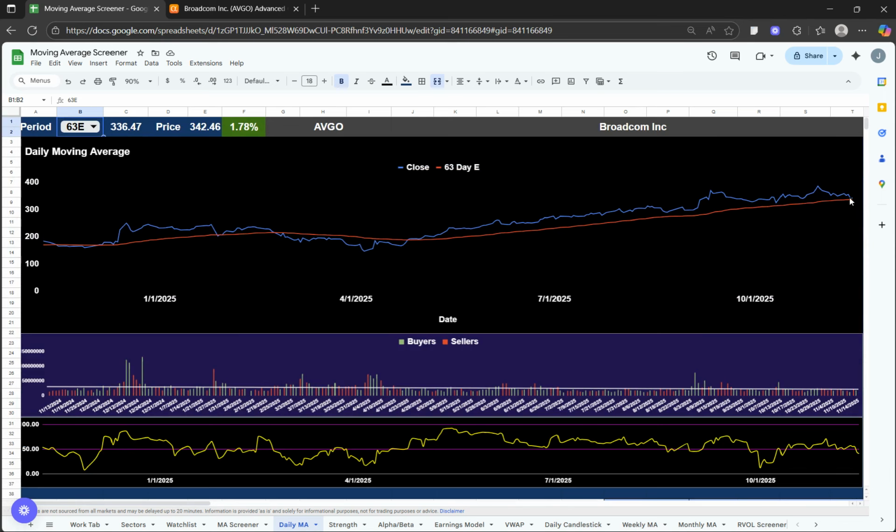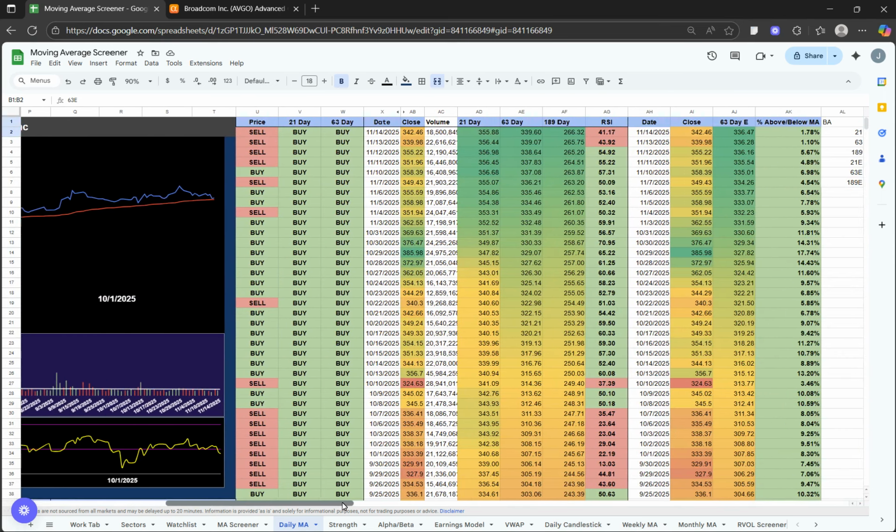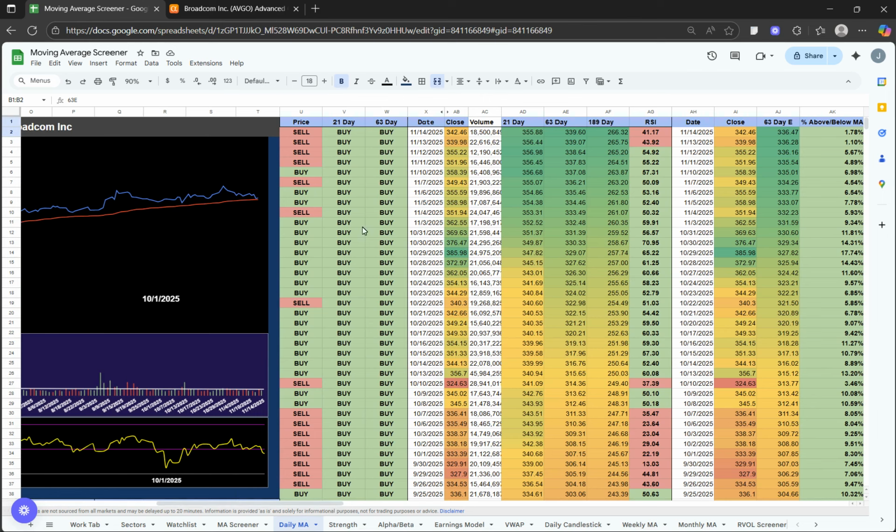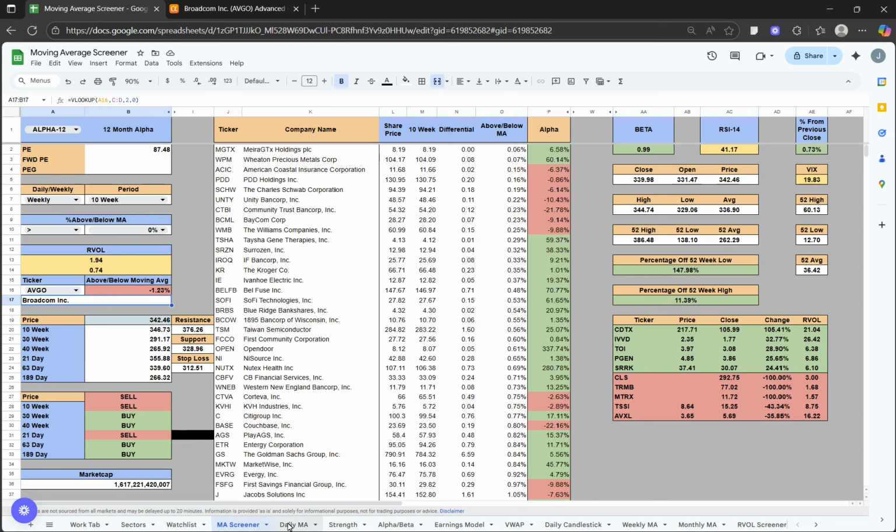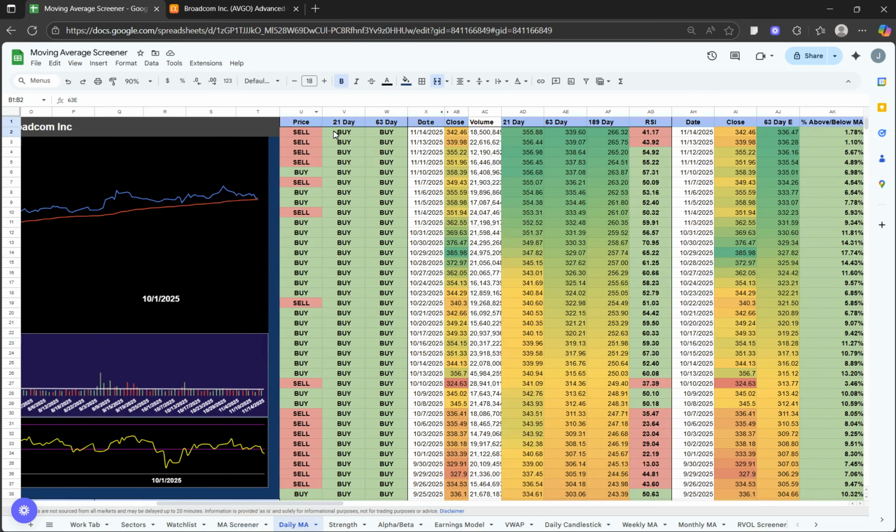We have been above the 63 exponential moving average for Broadcom, going all the way back, and we can look at the historical percentages. Now these here are different than what I was showing you in the moving average screen, where these all have to be in perfect order. These do not. If the price is above the 21 day, we get a buy. If the 21 day is above the 63 day, we get a buy. If the 63 day is above the 189 day, we get a buy. If any of those things are not true, then we get a sell.